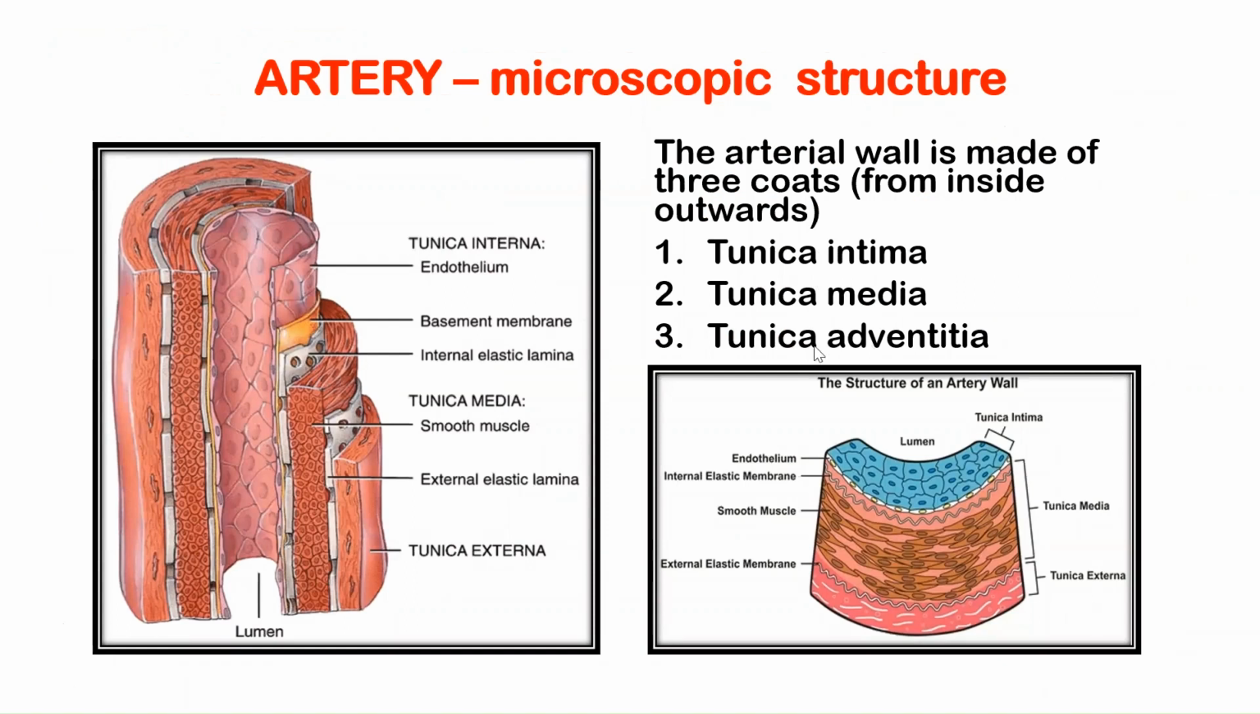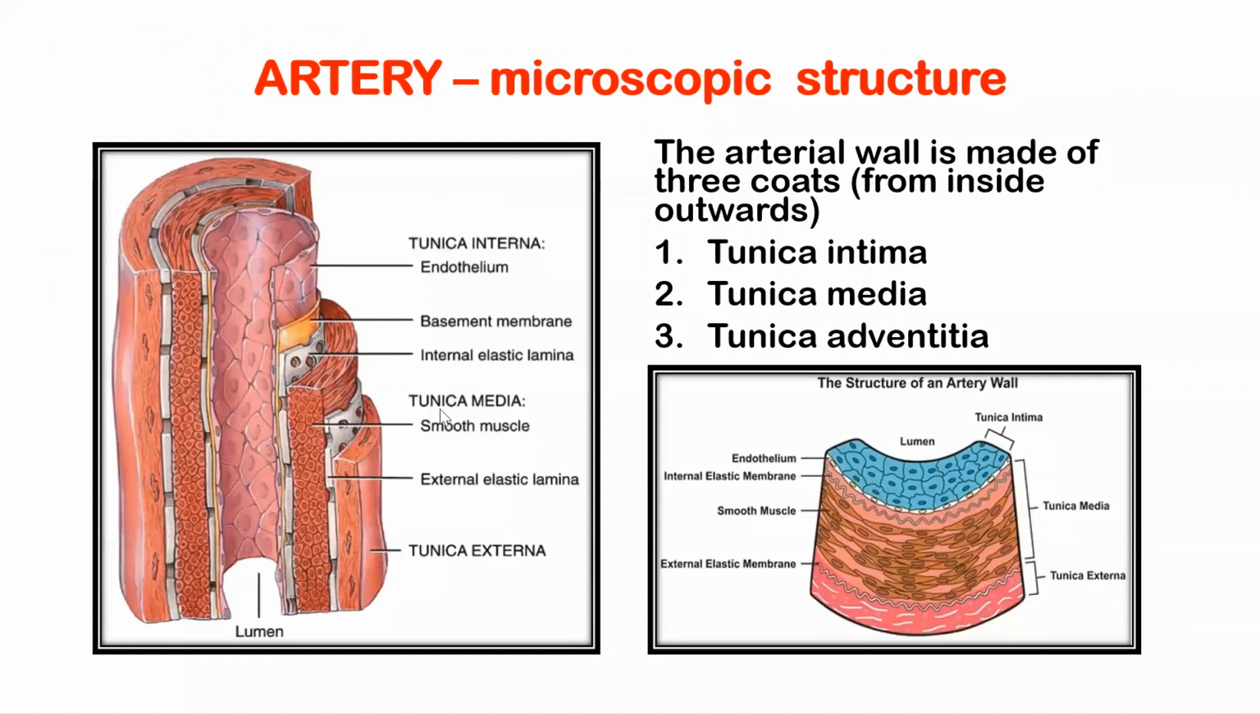The tunica intima, that is the innermost layer, consists of the endothelium lining it, that is simple squamous epithelium, resting on a basement membrane supported by the subendothelial connective tissue and separated from the tunica media by the fenestrated elastic sheet, that is the internal elastic lamina.